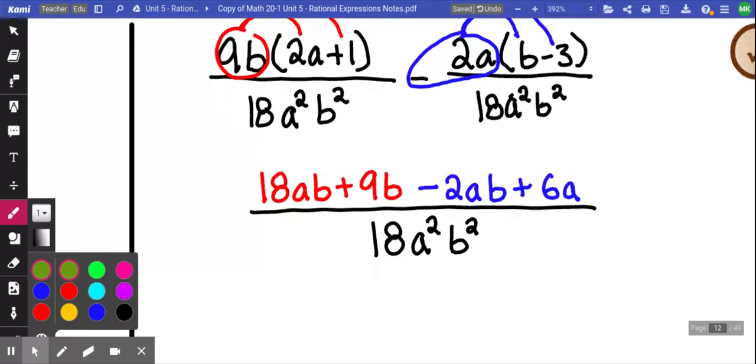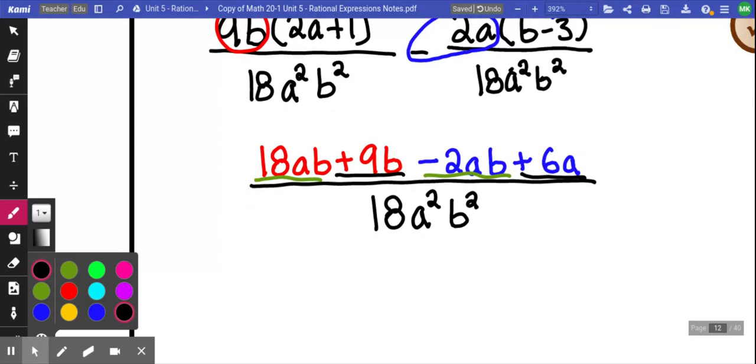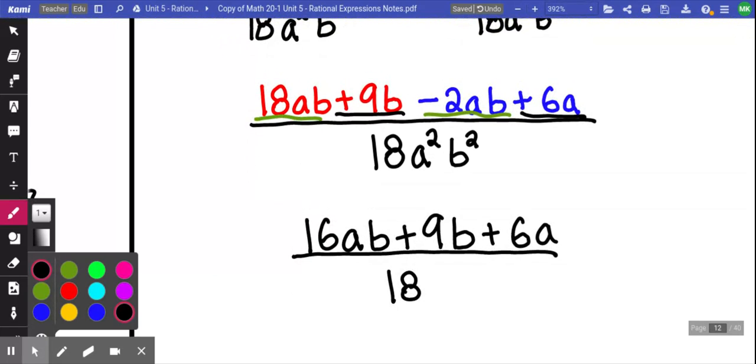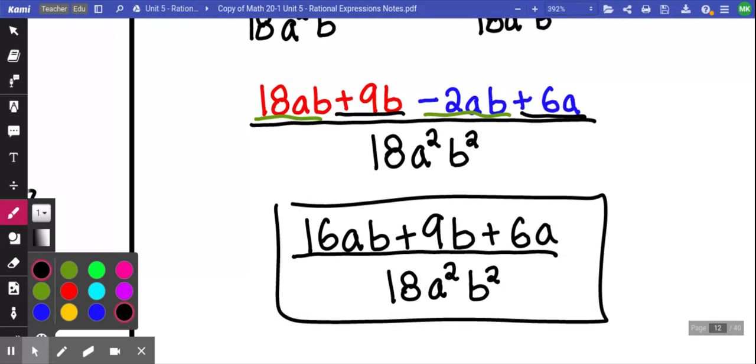Because we've expanded on the top, we can now collect like terms. 18ab and negative 2ab can combine. The 9b and the 6a cannot combine. So I'm going to write my answer out as 16ab plus 9b plus 6a. You can write that in any order you want, but those should be your three terms. And the denominator is 18a squared b squared. I know I'm done the question because I cannot factor that top and I cannot cancel anything out, because remember that top is one big package. It's one big trinomial. It can only cancel the other trinomials.